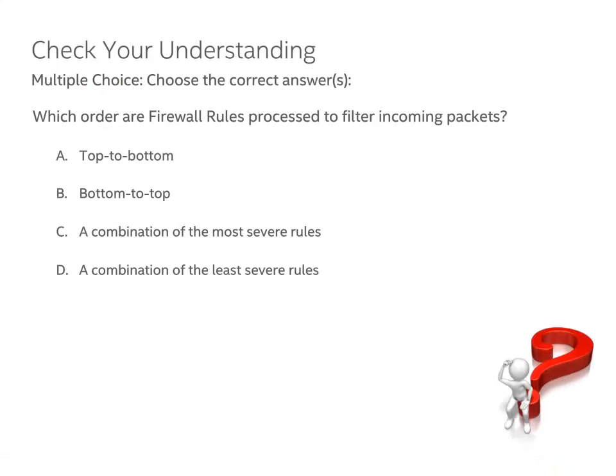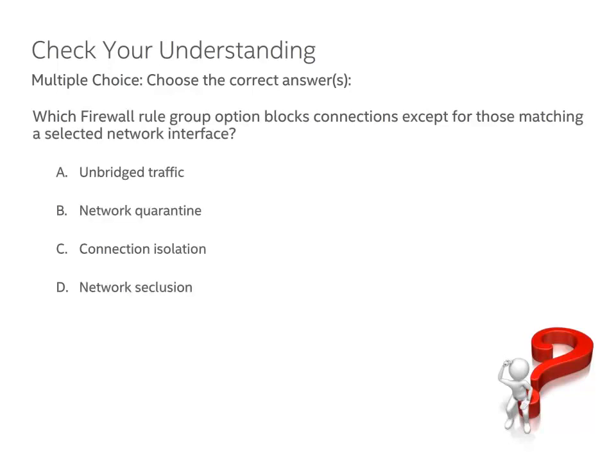Check your understanding. Multiple choice, choose the correct answer. In which order are firewall rules processed to filter incoming packets? Is it top to bottom, bottom to top, a combination of the most severe rules, or a combination of the least severe rules? If you answered top to bottom, then you are correct. The firewall rules in this policy apply as all standard firewall policies and firewall products do, always top to bottom.